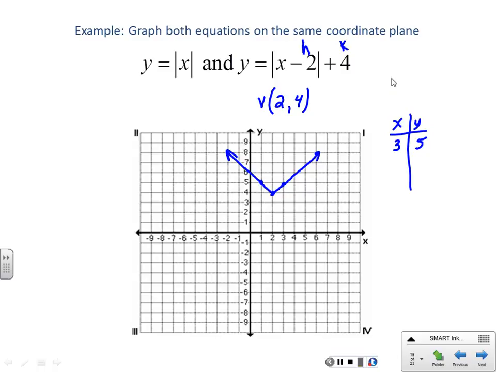So do you see what H and K does? H and K are just shift markers. H shifts left and right, K shifts up and down.